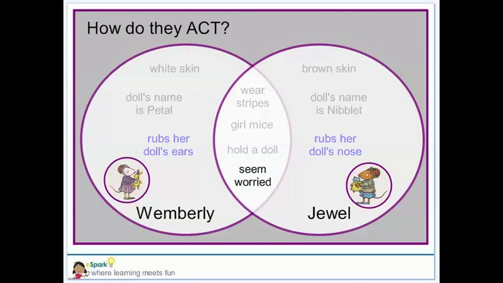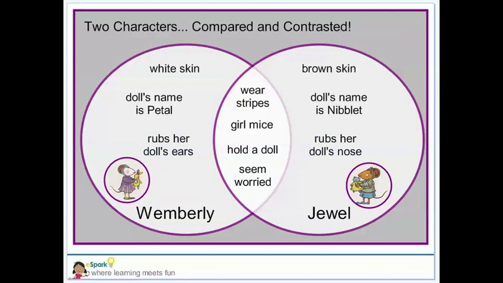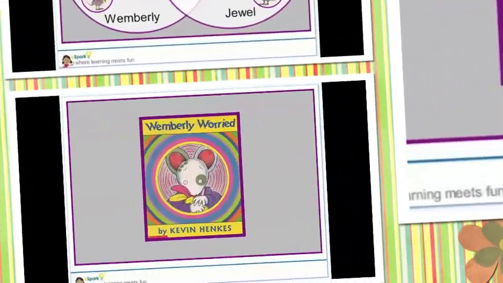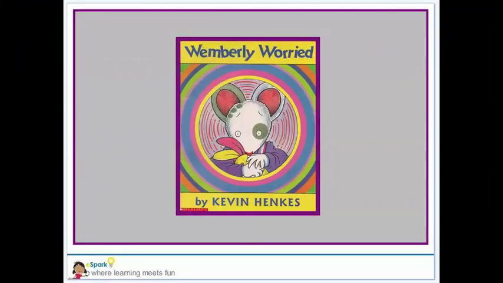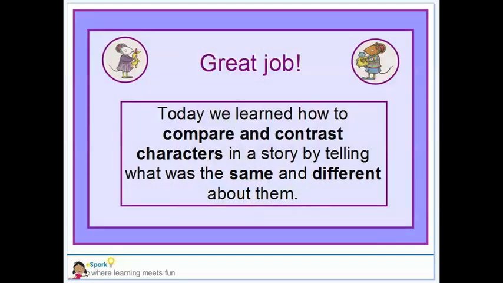We learned a lot about these two characters in the story by comparing and contrasting them with a Venn diagram. Be sure to ask your librarian where you could find Wemberly Worried by Kevin Hanks in your library, and you could learn more about these two characters. Great job! Today we learned how to compare and contrast characters in a story by telling what was the same and different about them.